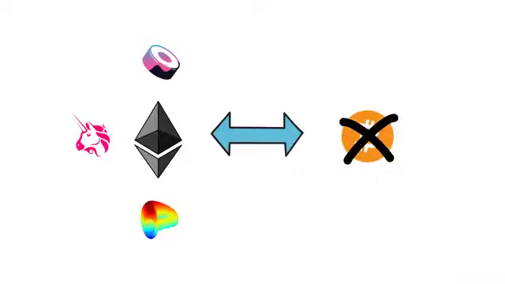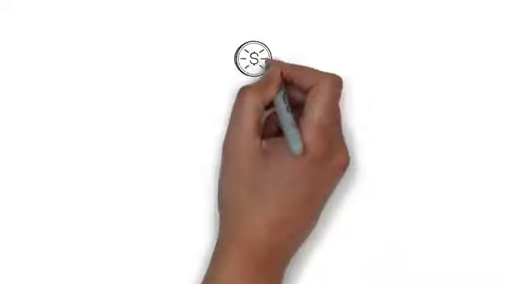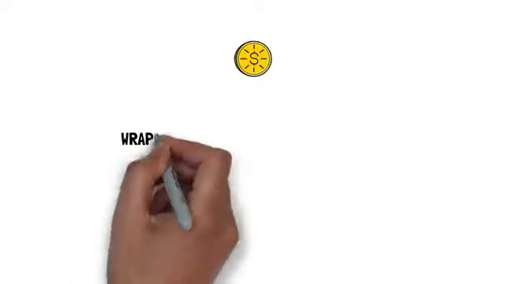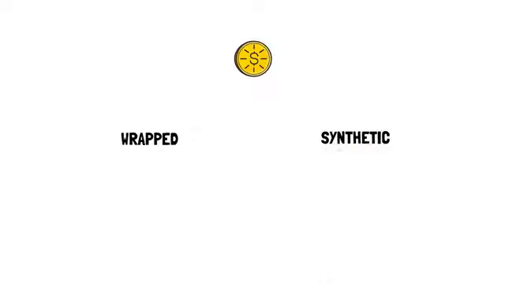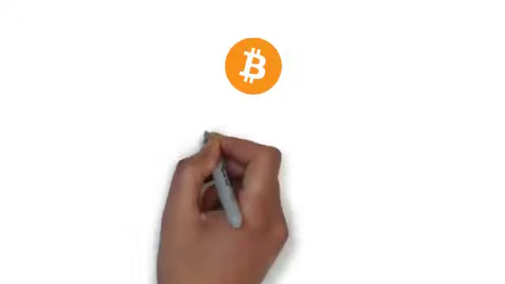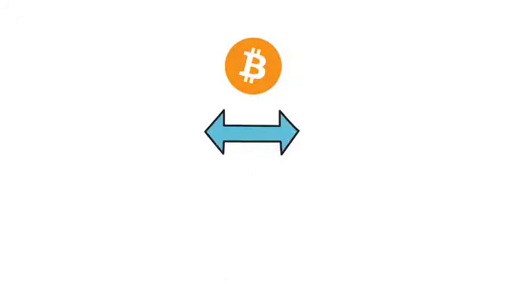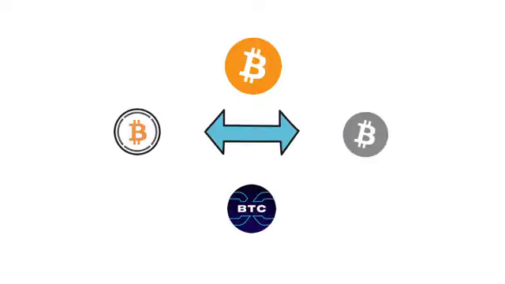To accommodate this problem, a common approach is to represent external assets in the form of wrapped or synthetic tokens on Ethereum. The most popular asset on other blockchains outside of Ethereum is of course Bitcoin. There are multiple ways of representing Bitcoin on Ethereum that allows it to be traded on decentralized exchanges: wrapped Bitcoin, renBTC, sBTC, to name a few.